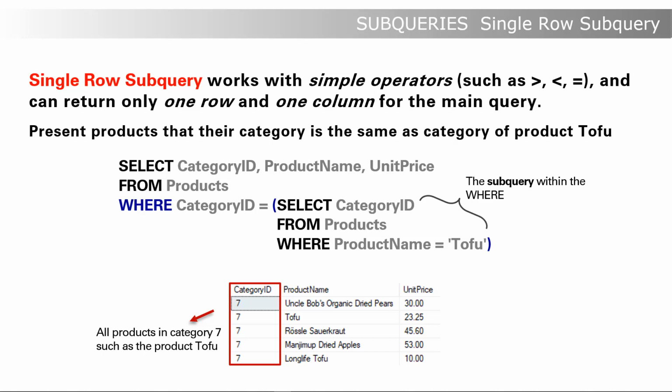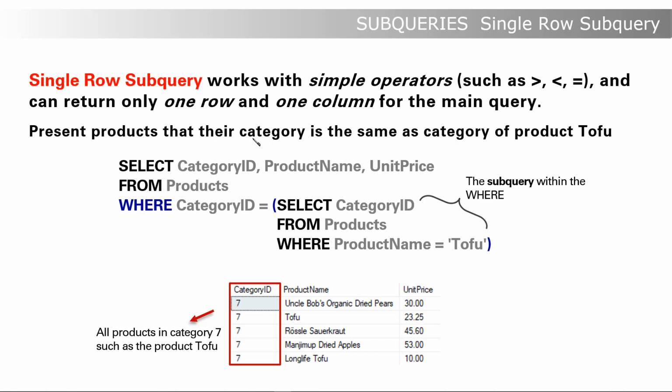In this lesson, we will talk about single row subquery. Single row subquery works with simple operators such as higher, lower, equal, and can return only one row and one column for the main query. For example, present product that their category is the same as category of product tofu.